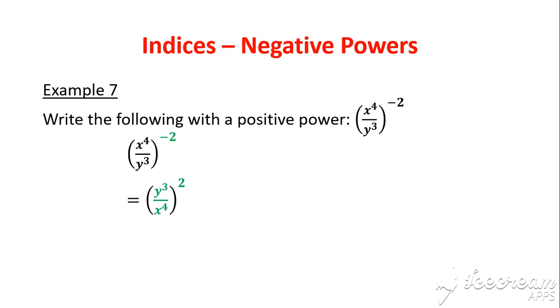That power of negative 2, we can be clever and we can swap the fraction inside straight away. Swap it upside down so the x to the 4 goes to the bottom and the y cubed goes to the top. And then the negative power becomes a positive power. So we're just doing this little cool trick based on what we were chatting about before. Now we can just go y cubed squared and x to the power of 4 all squared. And we can just multiply out the brackets to get y to the power of 6 divided by x to the power of 8. So this is quite a cool little trick.